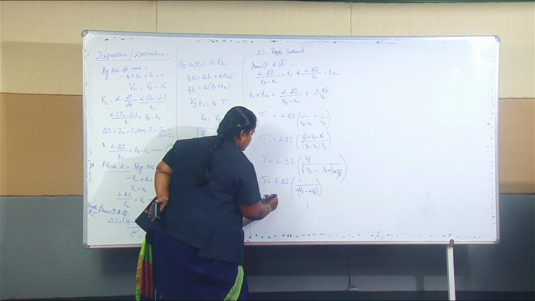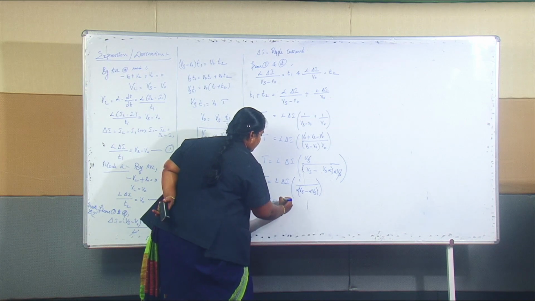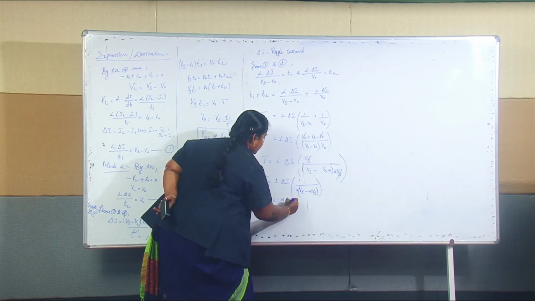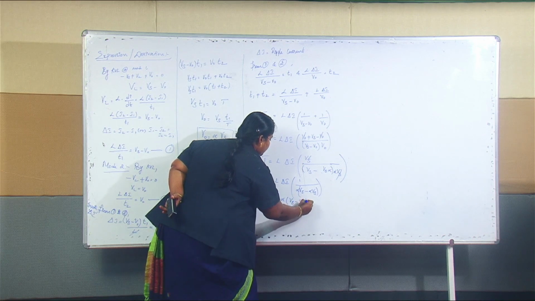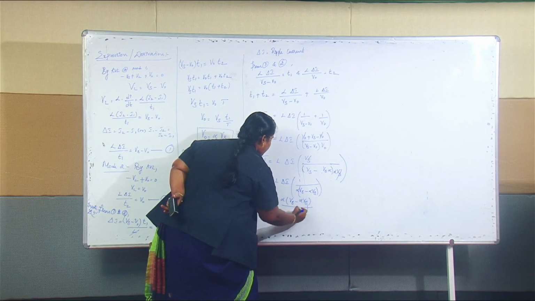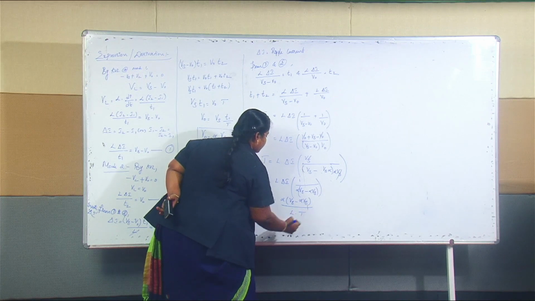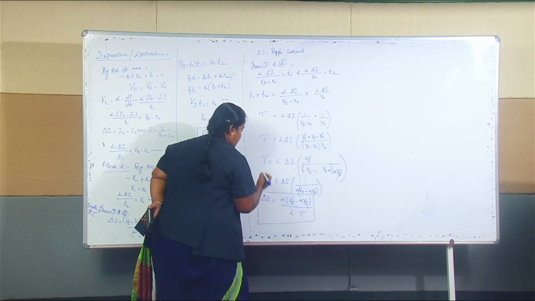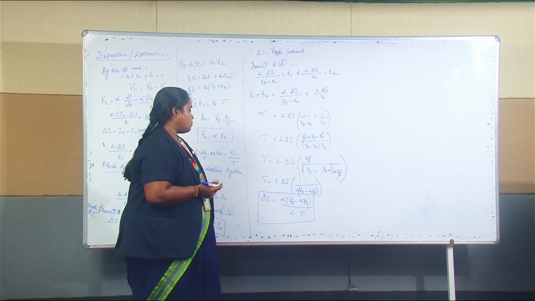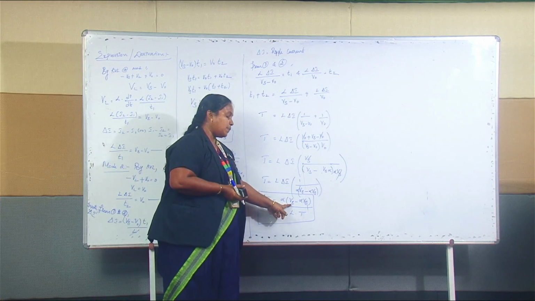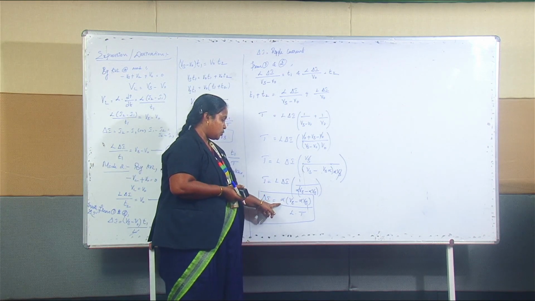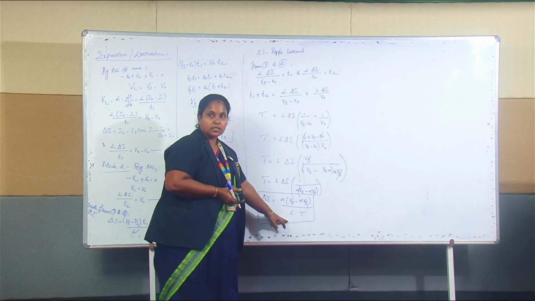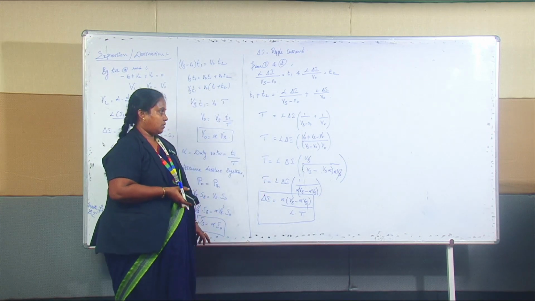So del I is equal to alpha into Vs minus alpha into Vs by L into T. This is the expression for your ripple current in terms of the input supply voltage and the duty ratio, and here L is nothing but the inductor and T is the total time period.